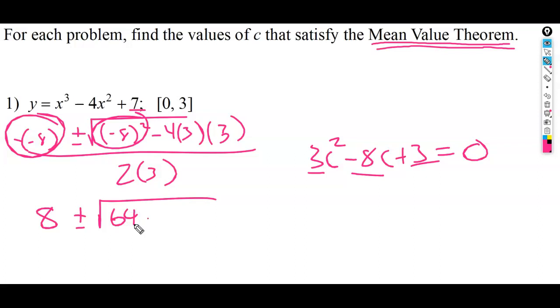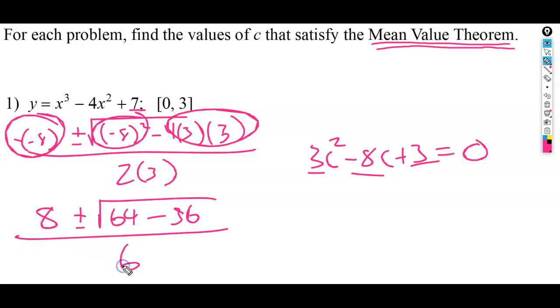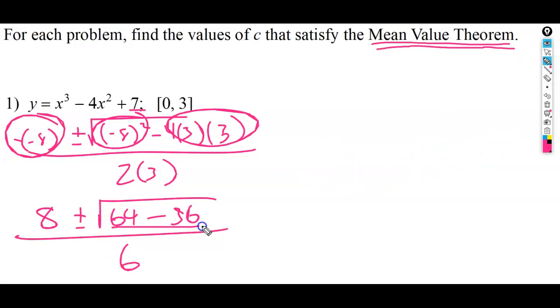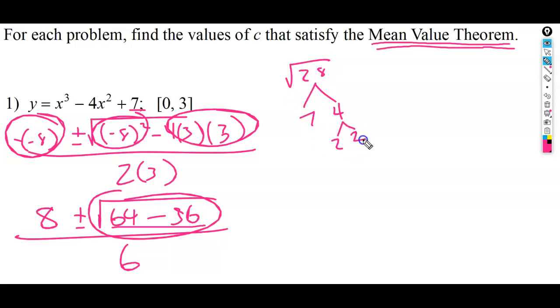So that makes 8, 64, 36, 6. All right, 64 take away 36 is 28. So this square root here becomes the square root of 28, and we could break that down into 7 times 4 and 2 times 2.